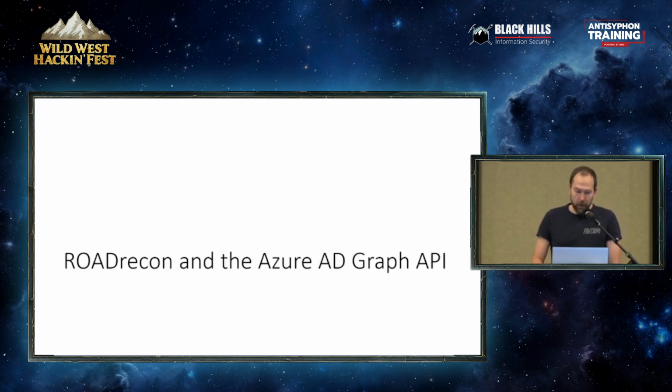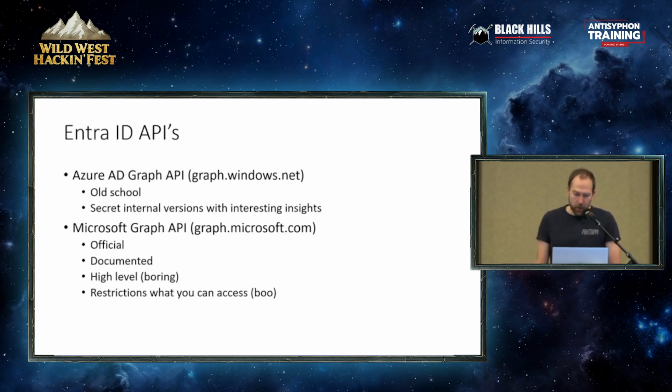So ROADrecon uses this thing called the Azure AD Graph API, which at the time that I wrote it was the API to interact with Entra ID. This one lives on graph.windows.net. The nice thing about this was that it was made when Entra was still relatively new, and there are also quite a few secret versions that you wouldn't find on the internet, but you could see by looking at the network traffic of the Azure portal, for example, that are meant for internal usage. The version name is literally called internal, but it's not that internal because we can also use it.